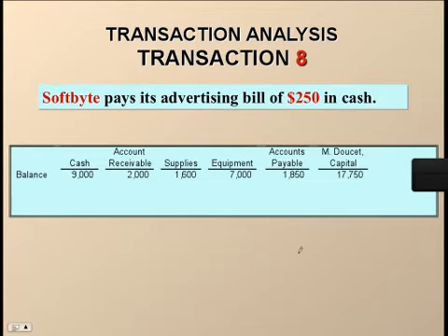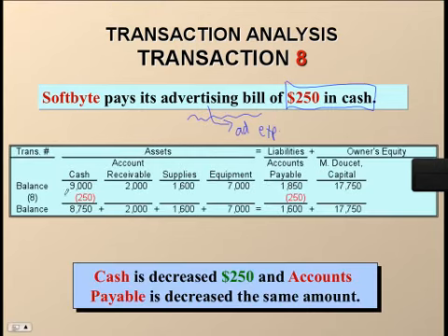Okay, number 8, we paid the bill. Remember we got the bill a few transactions ago for advertising at $250? Well, now we're actually paying the cash, so we know our cash is going down. Even though this was an advertising expense before, it's not now because we recorded it as an expense in the last transaction. So our cash is going down here, and our accounts payable is going down because we're paying money back that we owed. Left went down $250 and right went down $250. Remember, we recorded the expense in the first transaction, so we don't record it here.